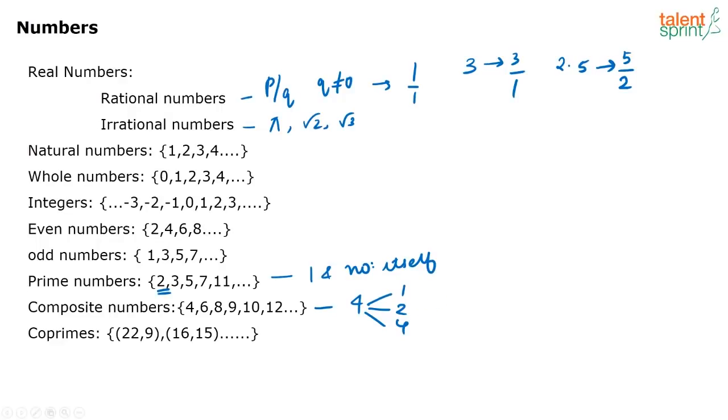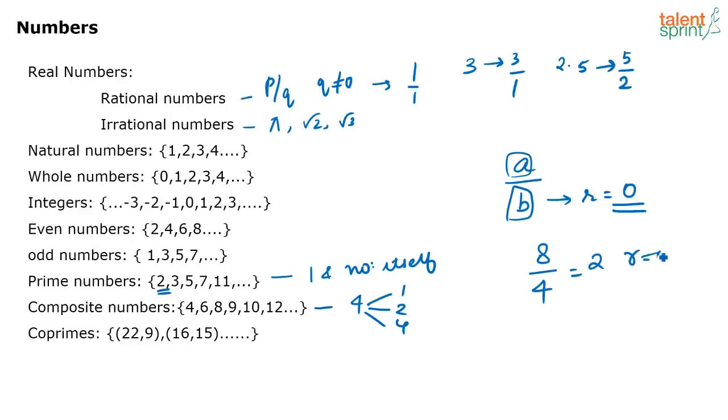Again, what are factors? Let us say you have a number A, and you are dividing this number A by some other number B, and the remainder that I get when I do this division is equal to 0. That means that B is a factor of A. How can I explain this? Let us take the number 8. Now I am dividing it by 4. When I divide 8 by 4, I get the answer as 2 and my remainder is 0.